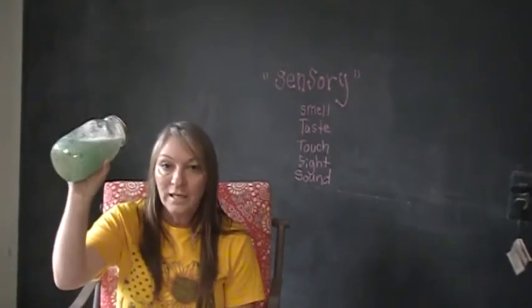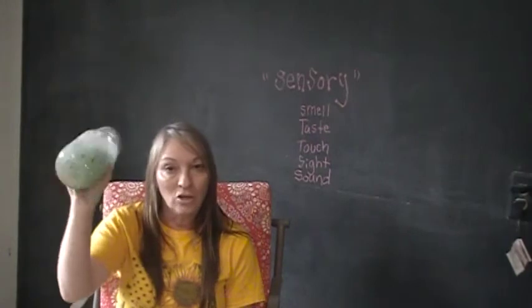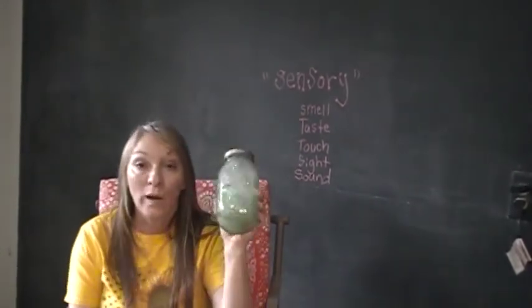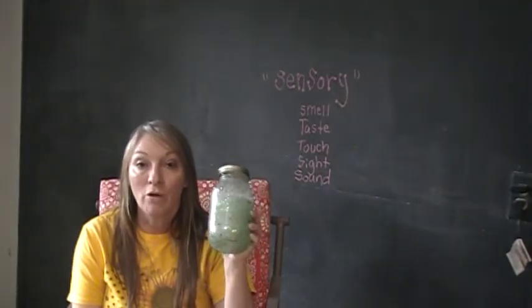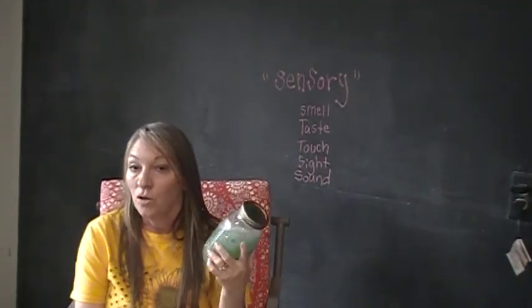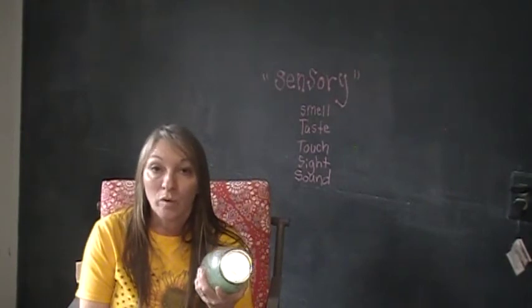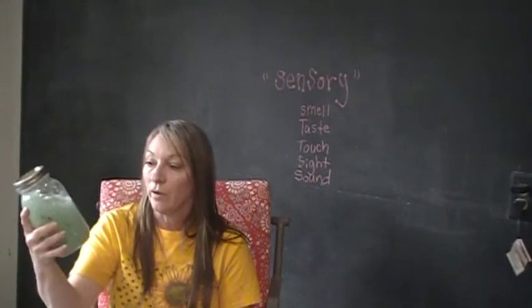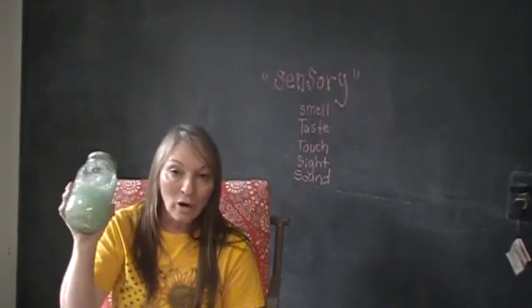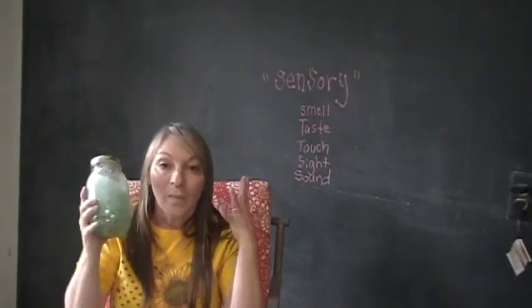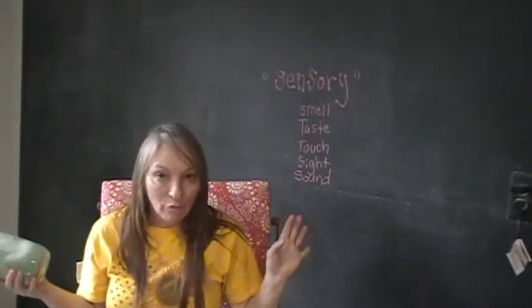So super easy, super fun. You can have it at a station, or you can have it right there at your table. And this is a great transition tool. If you want them to go from table A to table B, or we're walking to lunch and you have a student who has trouble standing in line, then give them a glitter jar to shake while they're going. It's not going to be distracting enough that they can't walk, but it's going to be distracting enough that they're only going to worry about what they're doing and not what everyone else is doing.